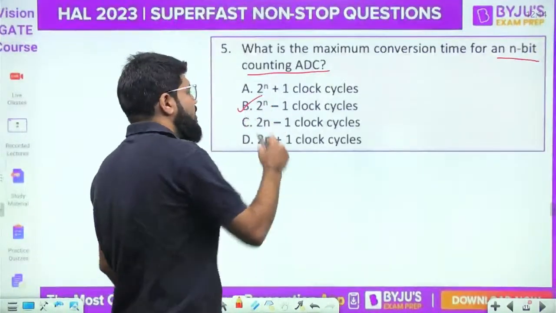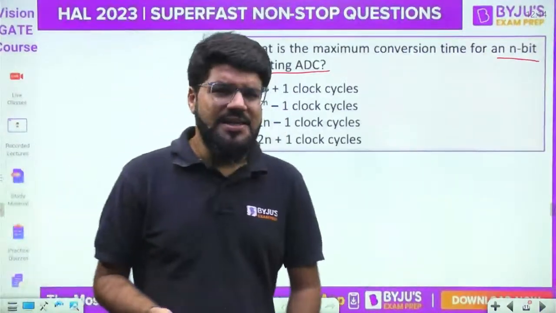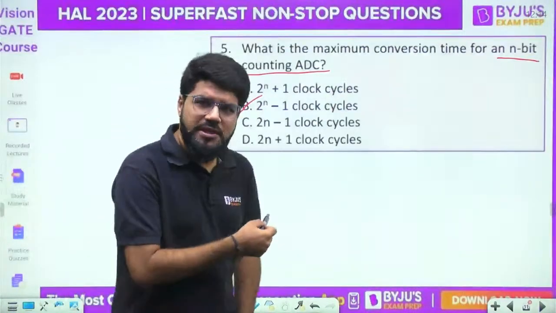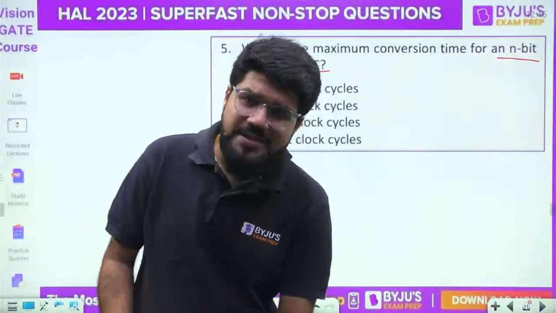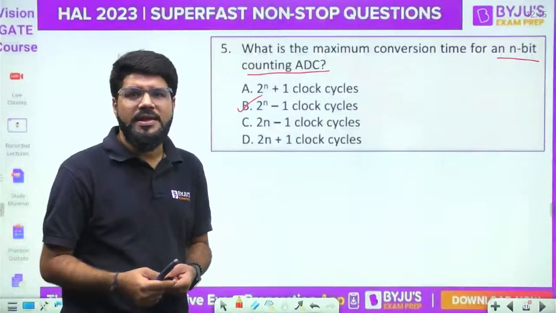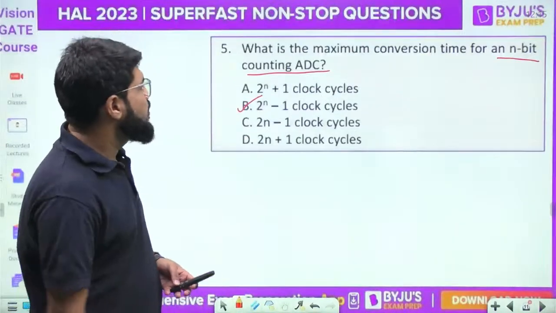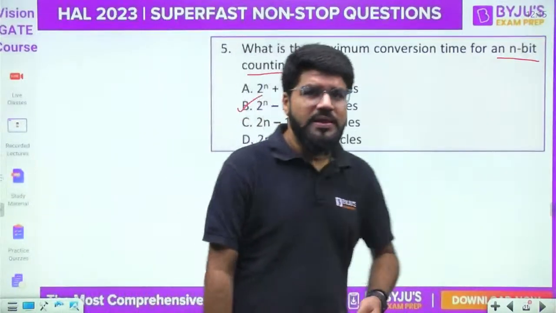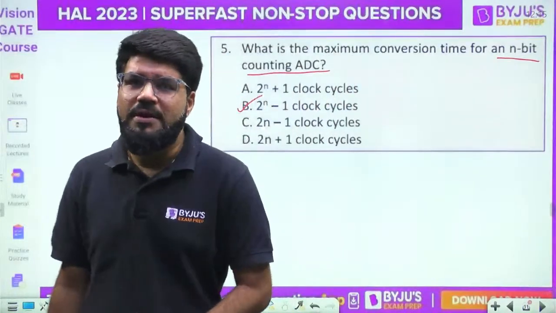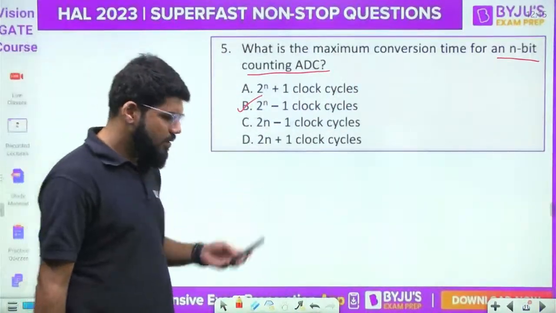It's a direct factual question, and expect in HL some calculative and some direct questions. 2 raised to the power n minus 1. Yes, Martina, correct answer. It is 2 raised to the power n minus 1. The maximum count of an n-bit is 2 power n minus 1.